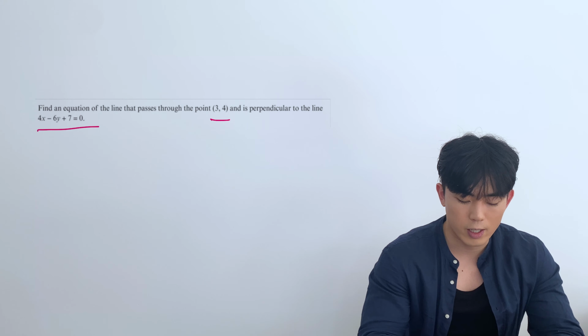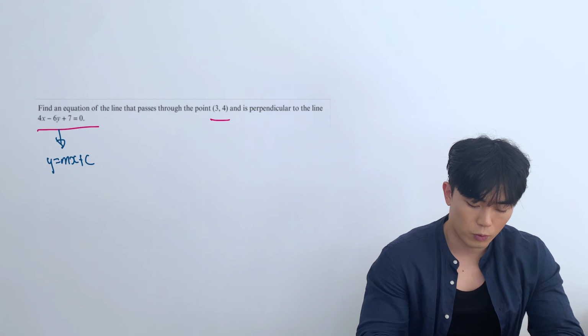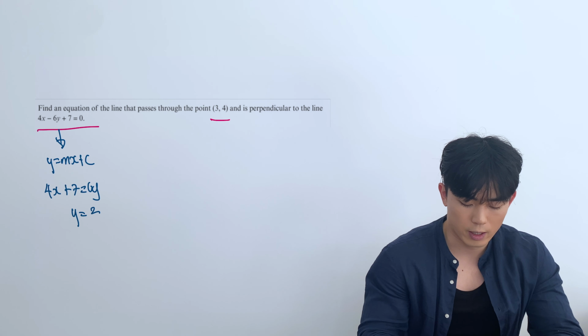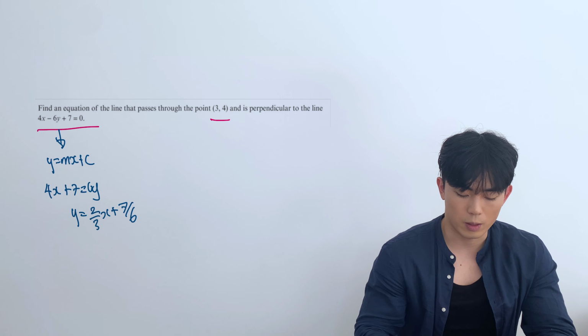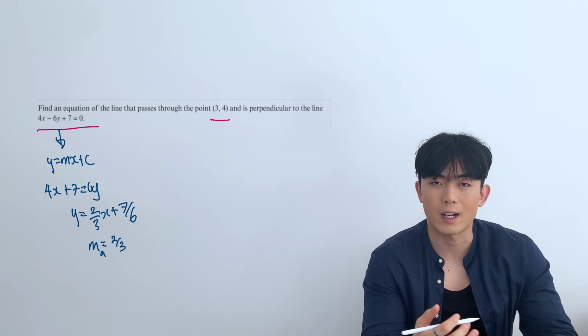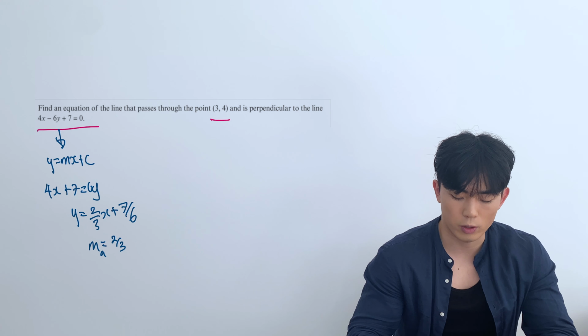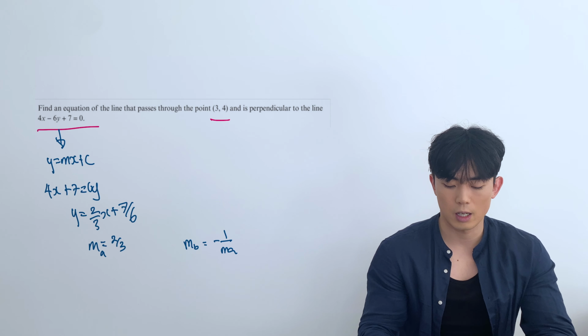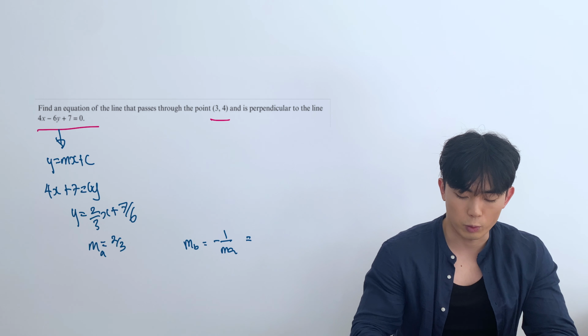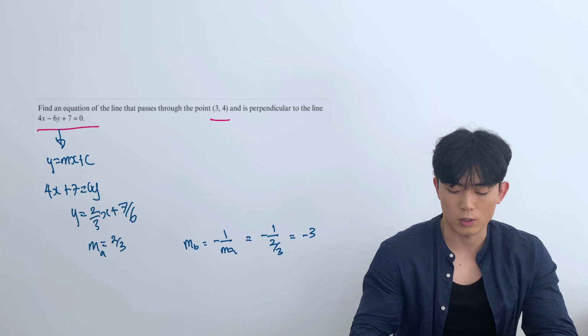Once again, we have to rearrange this into the general form of y is mx plus c first, just to find the gradient. So we get 4x plus 7 is 6y, so y is equal to 2 over 3 x plus 7 over 6. The gradient of the first line, I'm going to call it mA, is 2 over 3. But the second line is perpendicular to this first one, so if I call that mB, then we know that mB is -1 over mA, just rearranging it. So the gradient of the second line, the perpendicular line, will be -1 over 2 over 3, which is equal to -3 over 2.